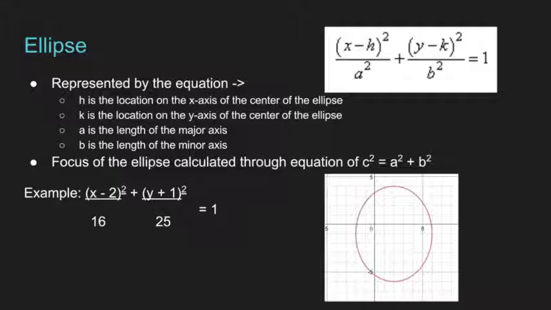And now the example on the bottom right is the graph of the equation (x minus 2) squared over 16 plus (y plus 1) squared over 25 is equal to 1.